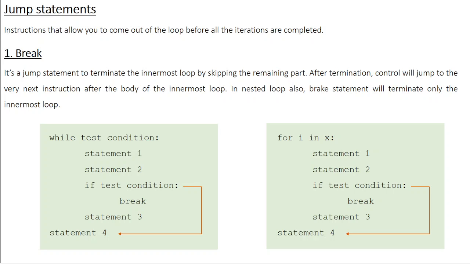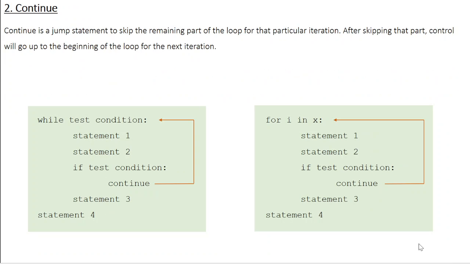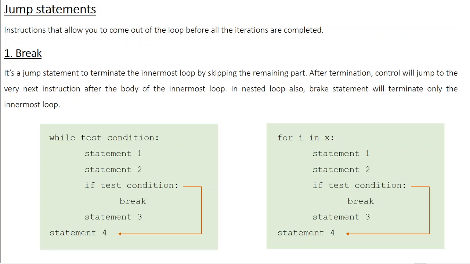There are two important jump statements in Python. First one is known as the break statement, and second one is known as continue statement. Let's first talk about break. It's a jump statement to terminate the innermost loop by skipping the remaining part. After termination, control will jump to the very next instruction after the body of the innermost loop. So in a nested loop also, break statement will terminate only the innermost loop.